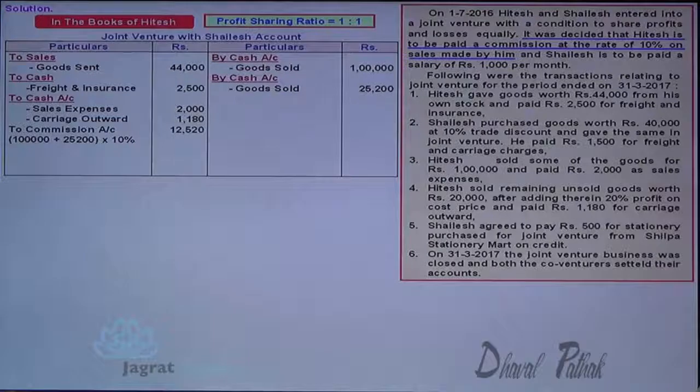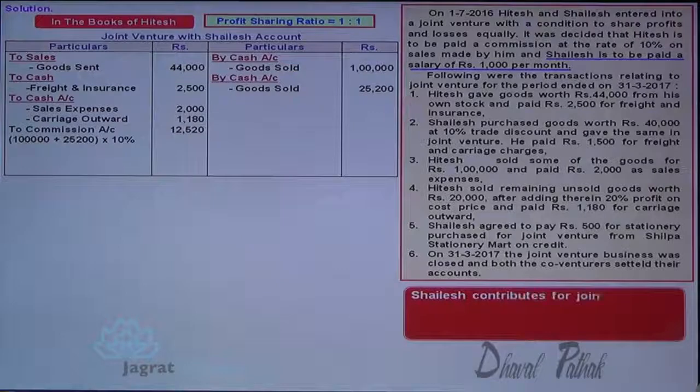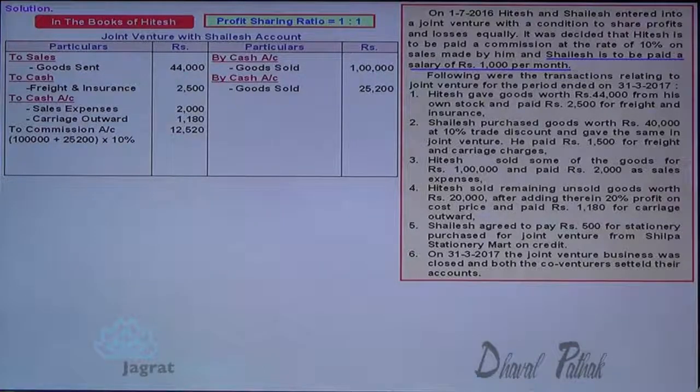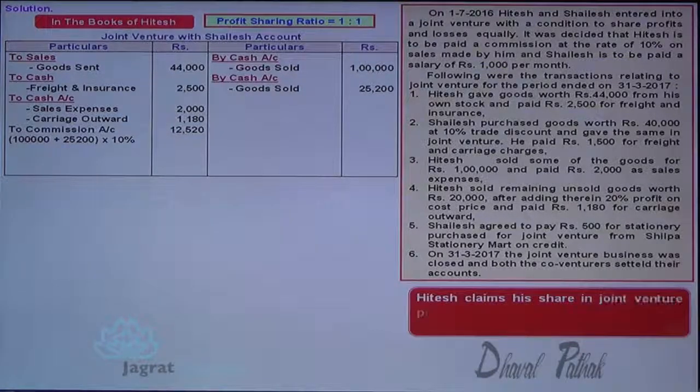Now next, salary: services contributed by Shailesh, for which Shailesh is entitled to a salary. This is a transaction between Shailesh and the joint venture, so it is not going to be recorded in the books of Hitesh. So I will ignore this transaction. After recording all these transactions, Hitesh is interested in his claim in the profit. So Hitesh claims his share in the joint venture profit.